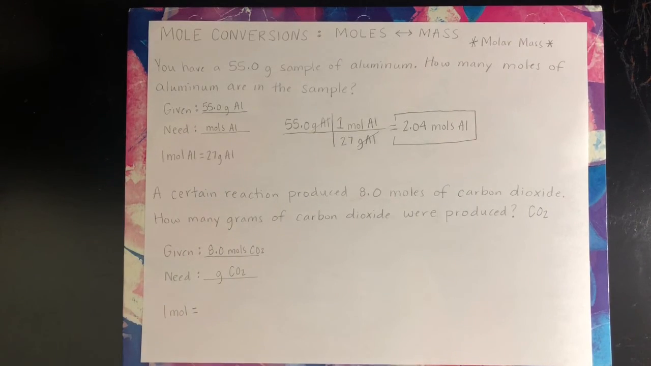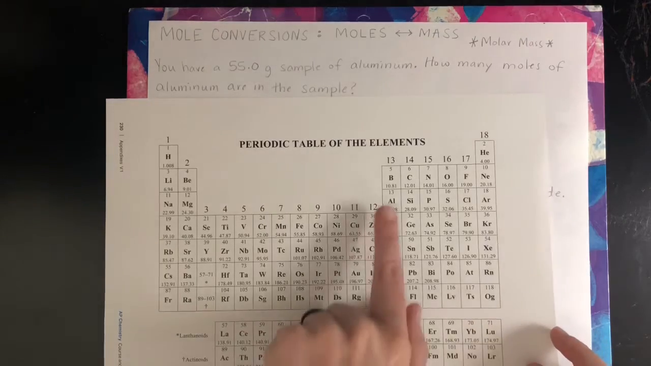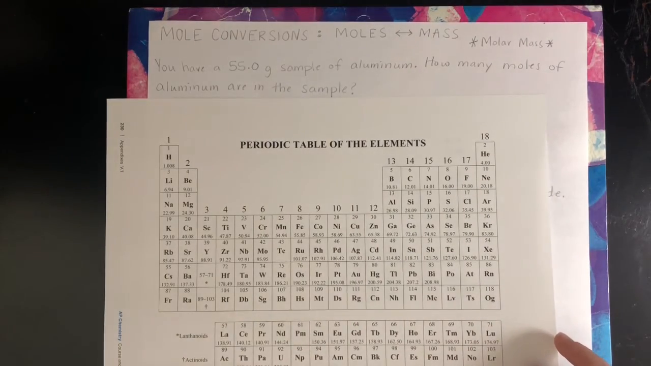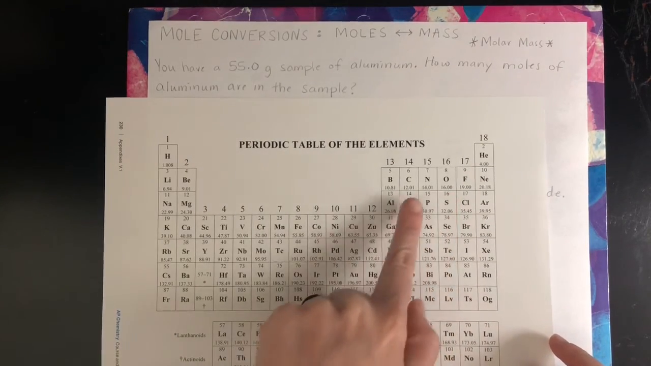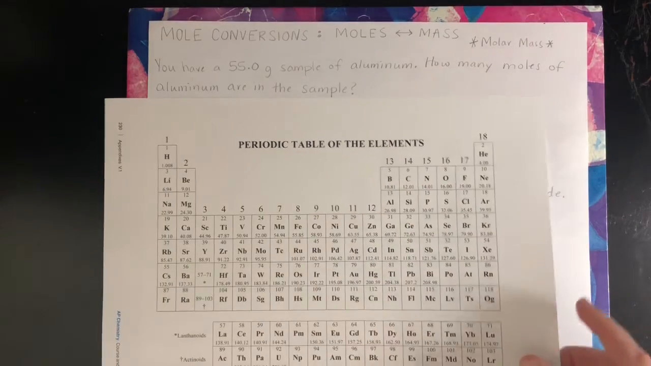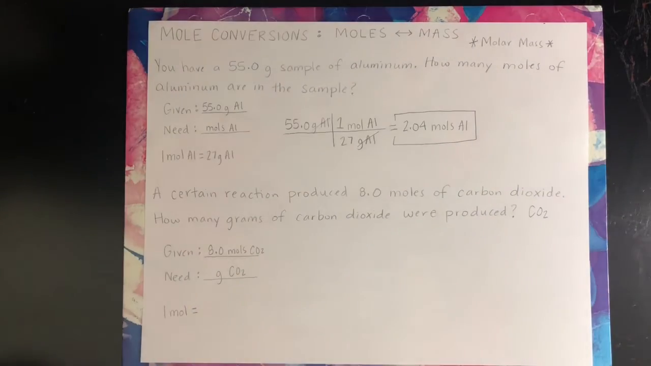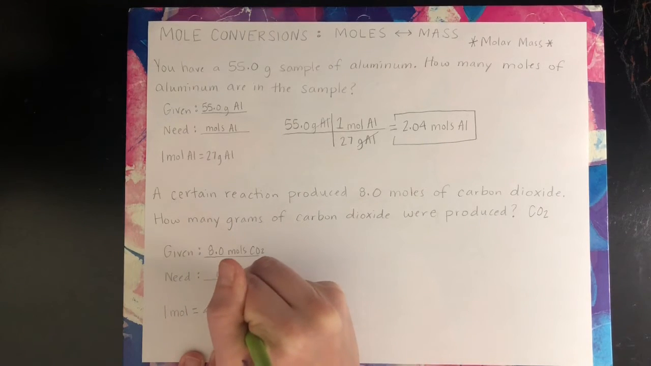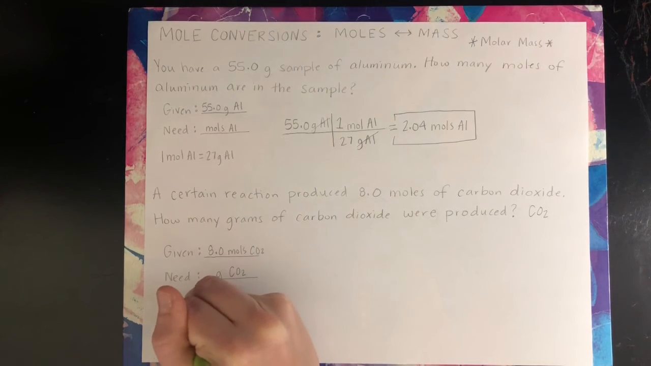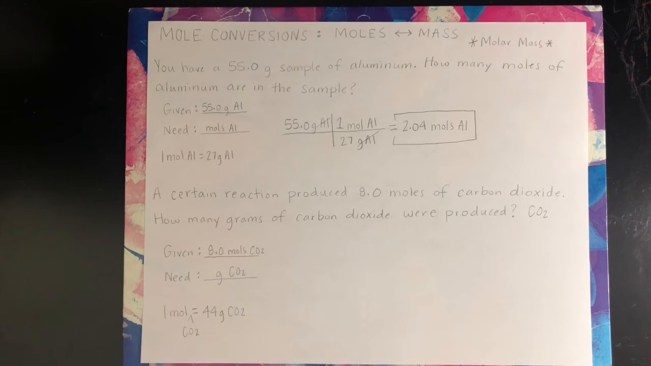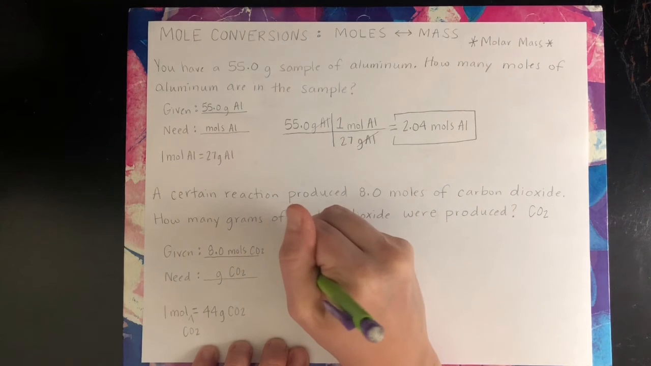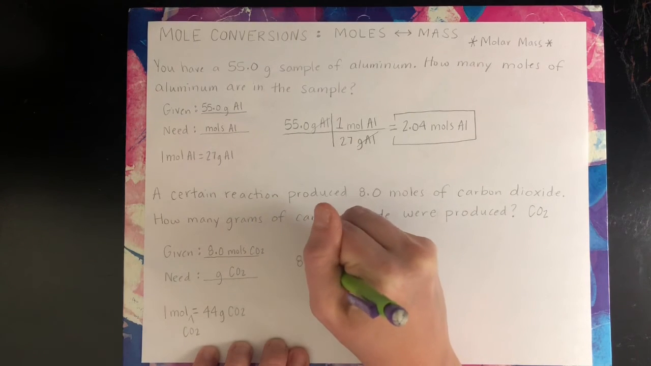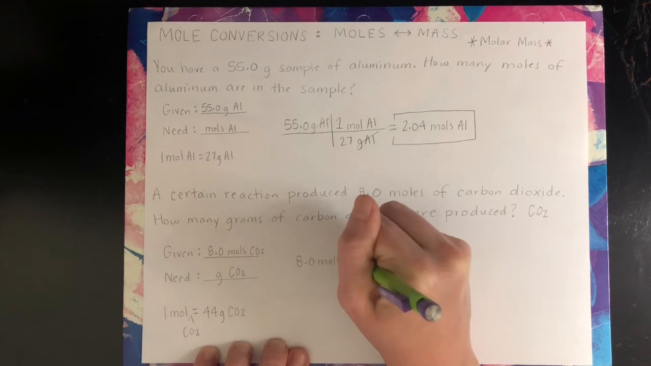So we have to go to our periodic table, find carbon is 12. We have 1 of those plus 2 oxygens, so 12 plus 16 plus 16. And that gives us a grand total of 44 grams. Be more specific. 1 mole of CO2 equals 44 grams of CO2. That is the molar mass. So we're going to write down our given, 8.0 moles of CO2.